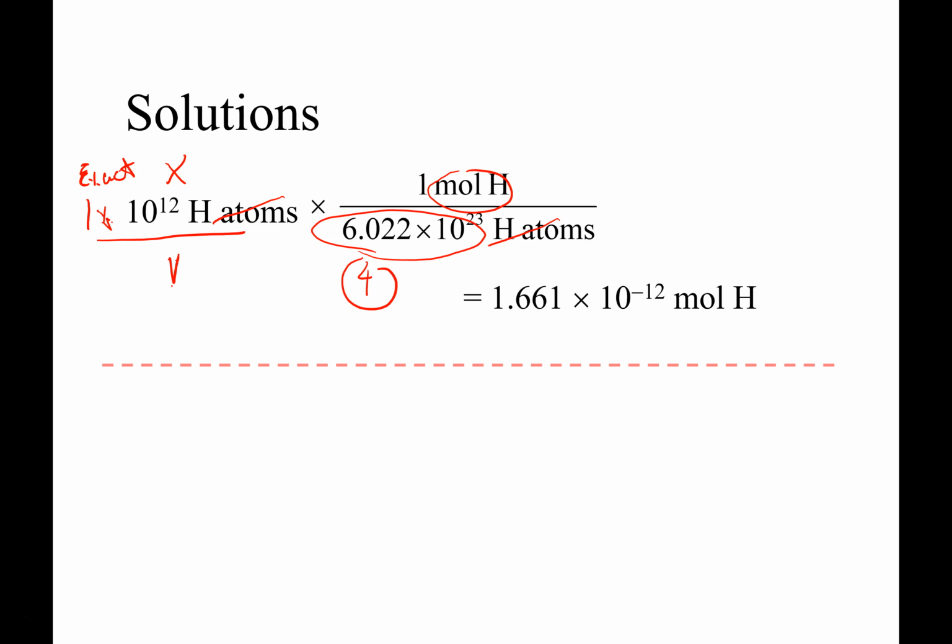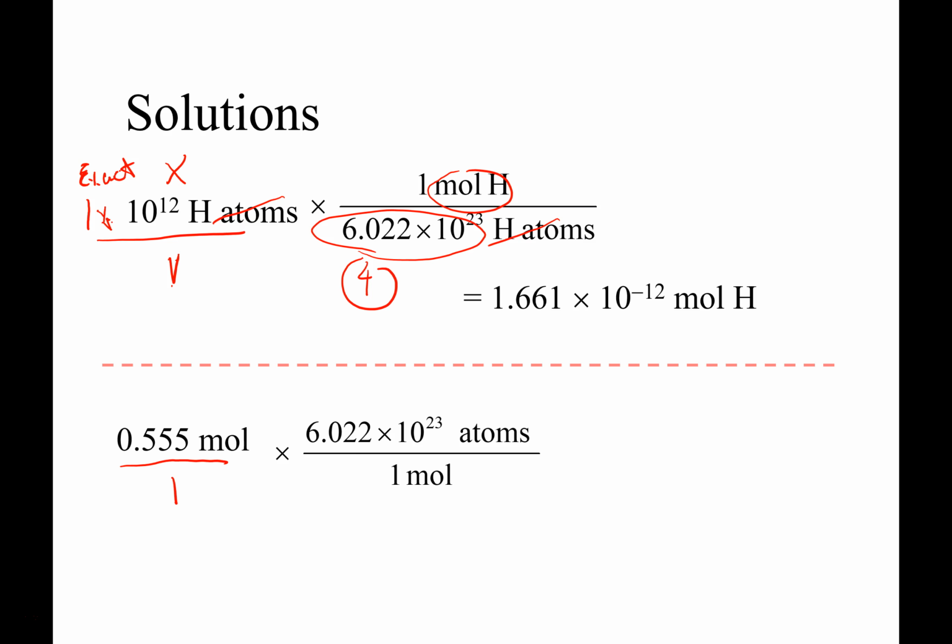Okay, for the next one, our starting number is going to be that 0.555 moles over 1. If I want moles to cancel, what units are going to go in the denominator? Moles. So now we're going to put 1 mole in the denominator, and 6.022 times 10 to the 23rd atoms in the numerator. So moles cancel. Now, is there any uncertainty brought by 0.555? Yes, there is uncertainty. How many sig figs there? 3. Yep. Cool. And we said 4 here.